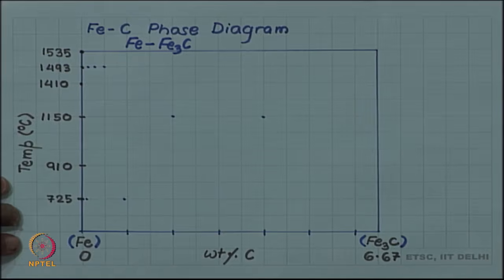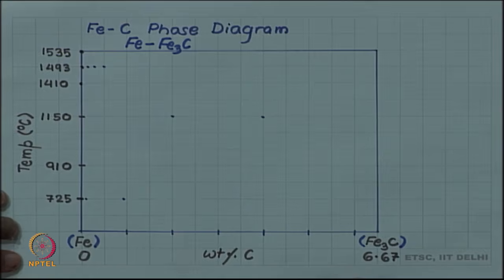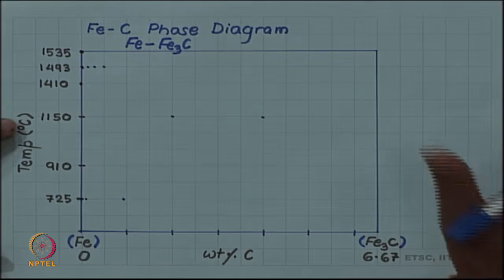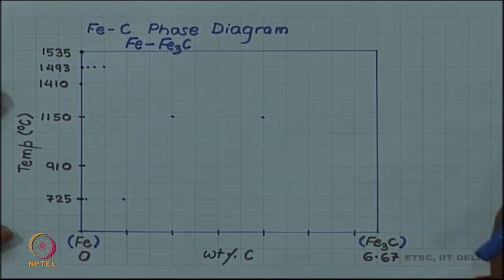Now, I told you that there are 3 invariant reactions, and we have seen in the last video that every invariant reaction in a binary phase diagram is always represented by a horizontal line. So, we will have 3 horizontal lines. So, let me begin with that. I am gradually trying to build up the phase diagram because the phase diagram is complicated and seeing it all at once can be a little unsettling to a beginning student. So, let us gradually begin with each of these invariant reactions.